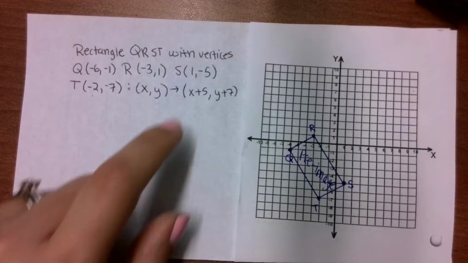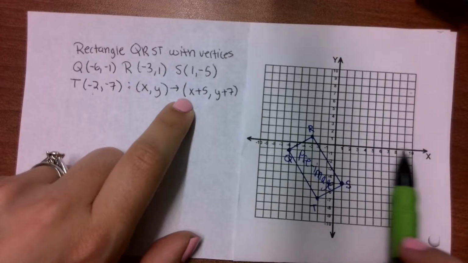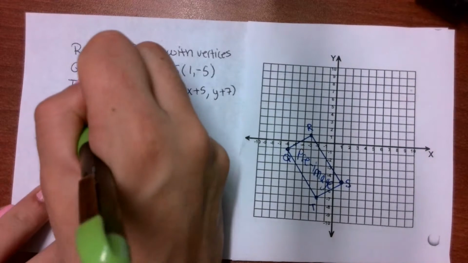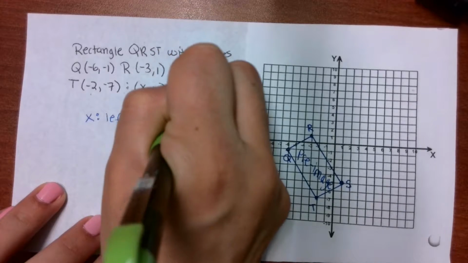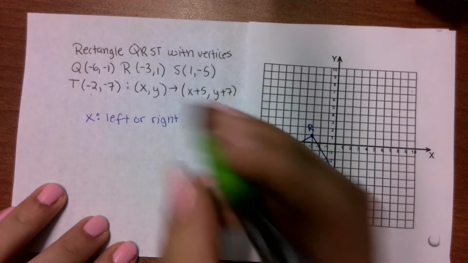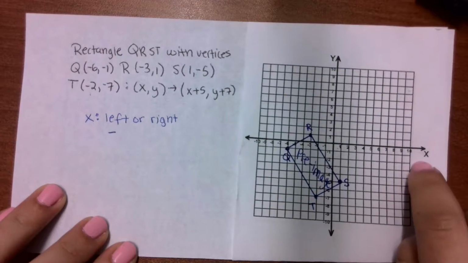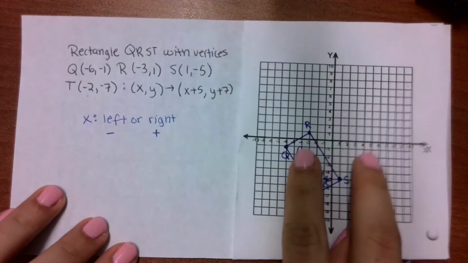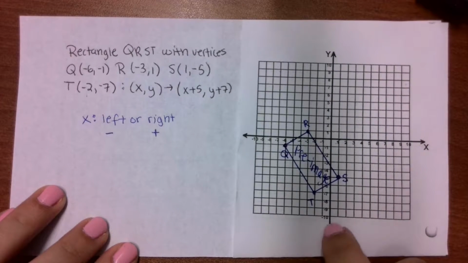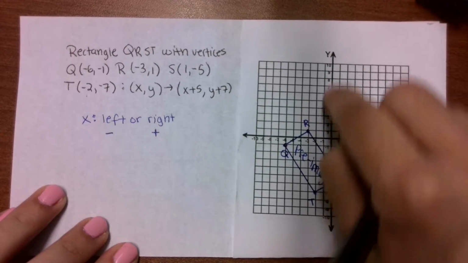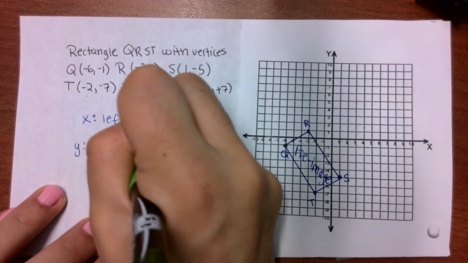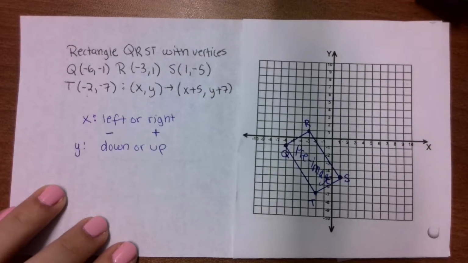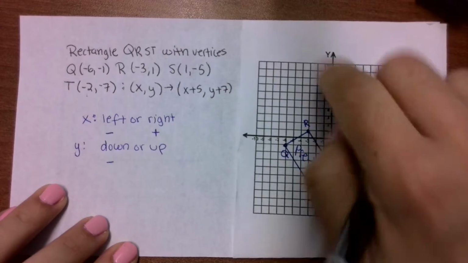So this is what you have to think of. When you think of X, this is your X axis. You're going to either move left or right. So X is always left or right. If you move to the left direction, it's negative. If you move over to the right, it's positive. So keep that in mind. For Y, your Y axis, you're either going to be going down or up. So Y is down or up. If you're going down, it's negative. If you're going up, it's positive.